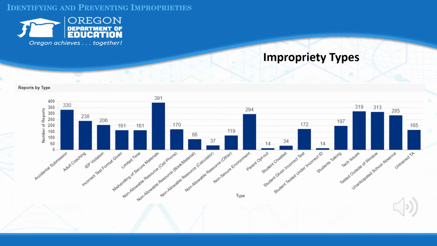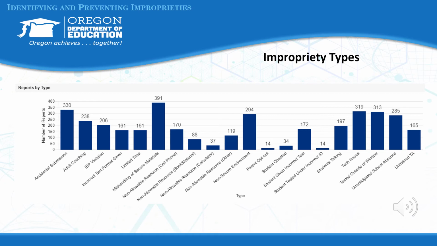ODE tracks the type of impropriety reported in an effort to understand the critical areas of concern that can be emphasized during training. The 2018-19 school year data show that most improprieties were in the area of mishandling secure materials, accidental submissions, technology issues, and testing outside of the test window. Each of these areas had over 300 cases statewide.